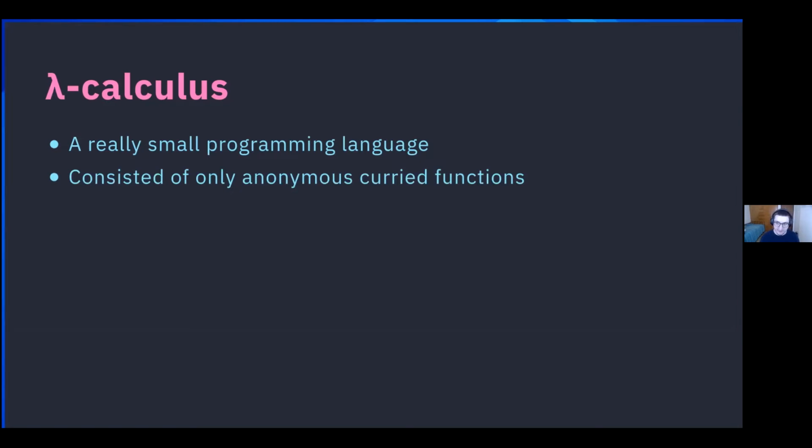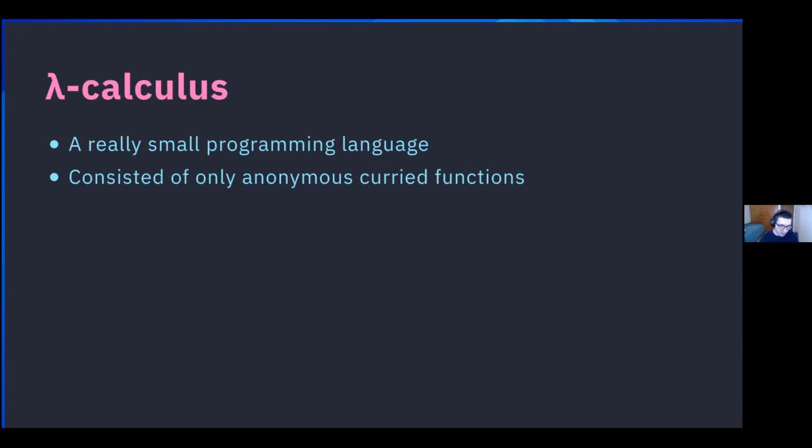By anonymous, I mean that the function doesn't have a name. So I can only call a function if I receive it as an argument of the function I'm defining. I cannot call it by name. I have to receive it somehow. And curried means that they have exactly one argument. So again, if I want a function with 2 arguments, I should create a function that returns another function, right?